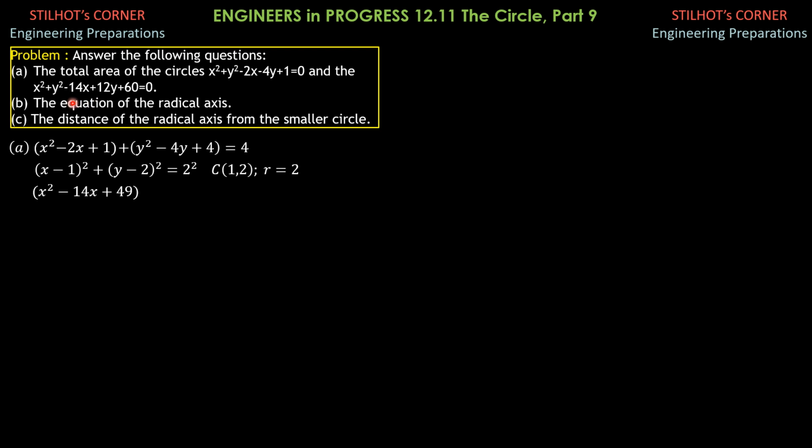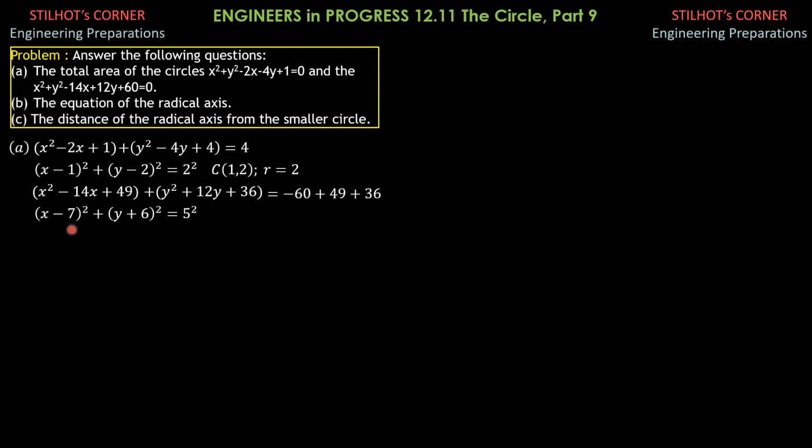For the second circle, quantity x squared minus 14x, half of negative 14 is negative 7, negative 7 squared is 49, plus quantity y squared plus 12y plus 36, because half of 12 is 6 and 6 squared is 36, and equals negative 60 plus 49 plus 36. So simplifying, this is 85. 85 minus 60 is 25, and 25 is 5 squared. So this is quantity x minus 7 squared plus quantity y plus 6 squared equals 5 squared or 25.